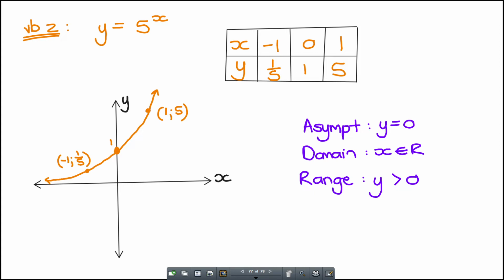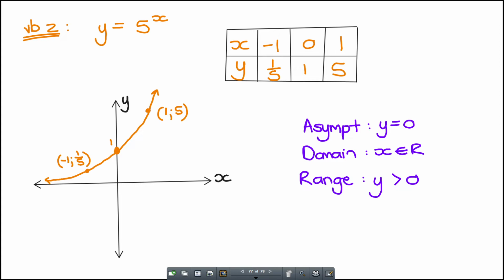Toe ek my punte gaan plot, né? Die asymptoot, daar's net een by eksponensiële grafiek. Asymptoot is my x-as, maar die vergelyking van hom is mos y is gelyk aan 0. Domein of definisieversameling, hulle soek die x-waardes. X is 'n element van reële getalle.